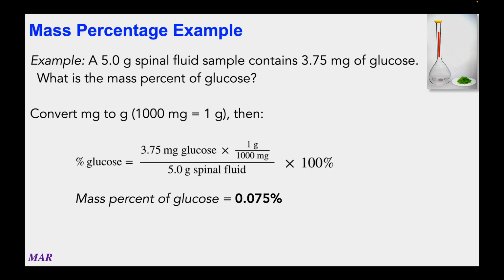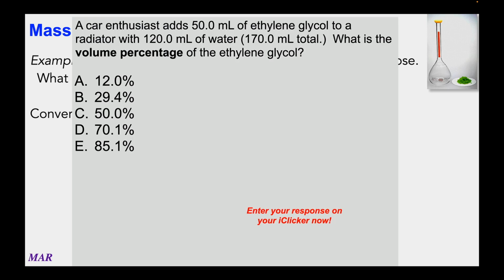So in this example, there's 1,000 milligrams in a gram. Let's first convert milligrams to grams by dividing by 1,000. We'll then divide by the total mass, which in this case is 5 grams of spinal fluid, times 100%. The mass percent of glucose here is 0.075%. So this is again how they do mass percentages. Kind of freaky to think about spinal fluids and stuff, but hey, it works and it's great, and I'm so glad they can do it. Medicine is pretty cool.